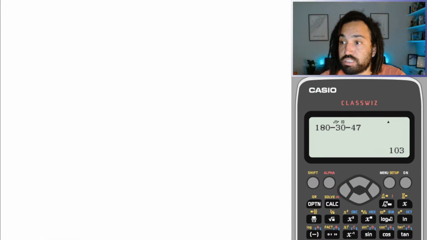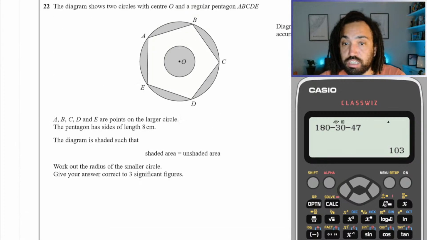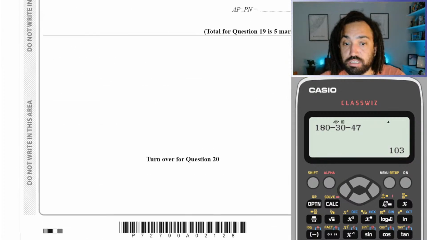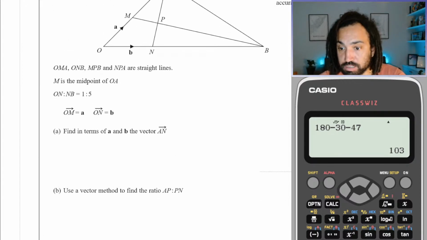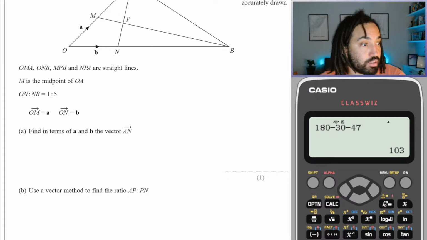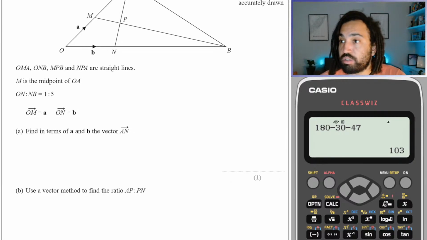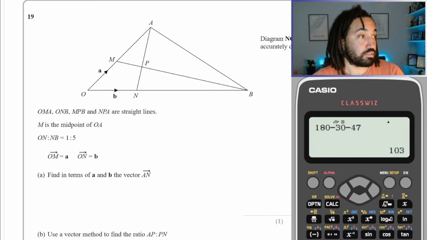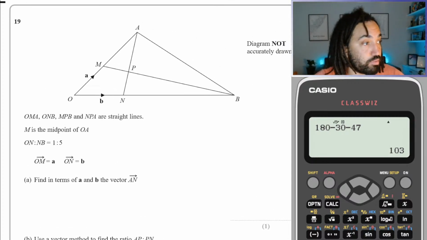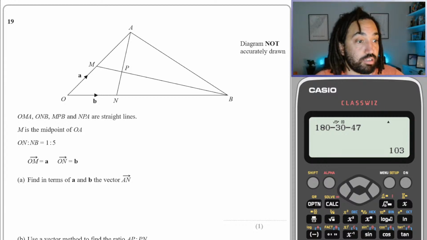June, this is 23, paper 1H. Here we go, vectors. Classic. Okay. Hopefully everyone's happy with this. Let's go.